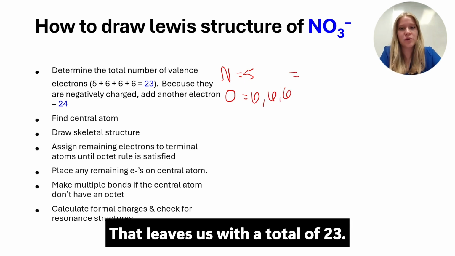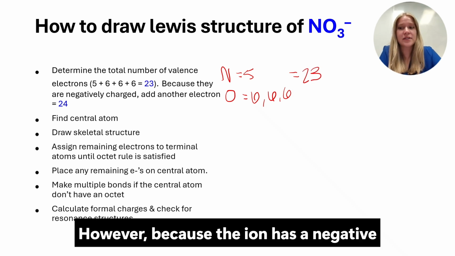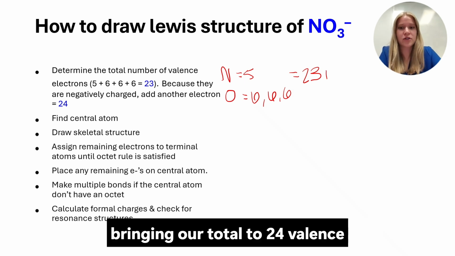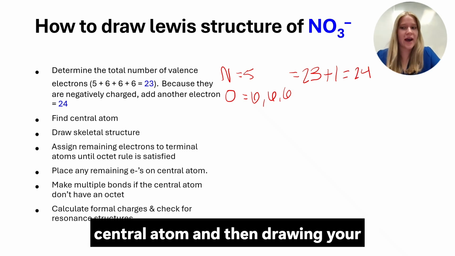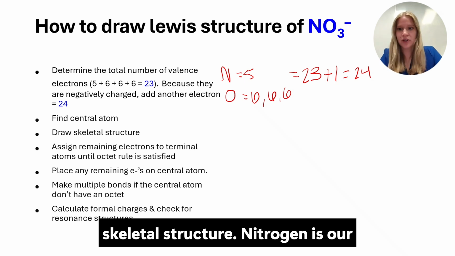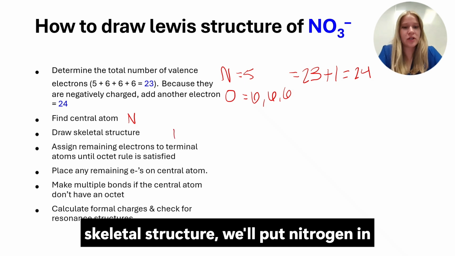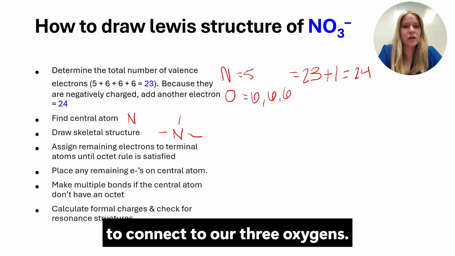That leaves us with a total of 23. However, because the ion has a negative charge, we must add 1 extra electron, bringing our total to 24 valence electrons. Steps 2 and 3 involve finding the central atom and then drawing your skeletal structure. Nitrogen is our central atom, and when we draw our skeletal structure, we'll put nitrogen in the middle and use single bonds to connect to our 3 oxygens.